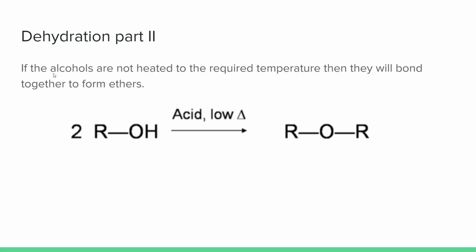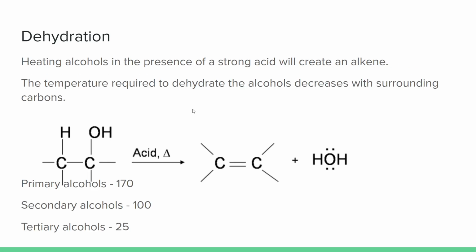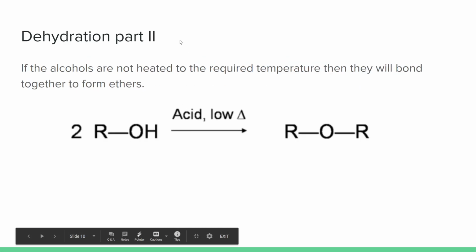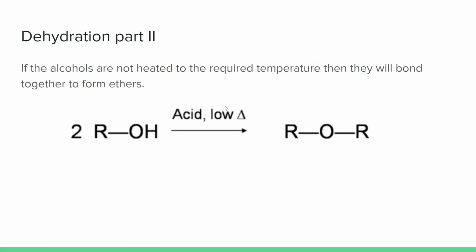If we do not end up having enough energy to cause that break of bonding, what'll end up happening is that instead we'll make an ether, and this is another way to quote unquote dehydrate the alcohol, and this will just come from two alcohols that end up bonding together. So if you have enough energy, you're going to end up making an alkene. If you do not do this with enough energy, then you're going to make an ether.